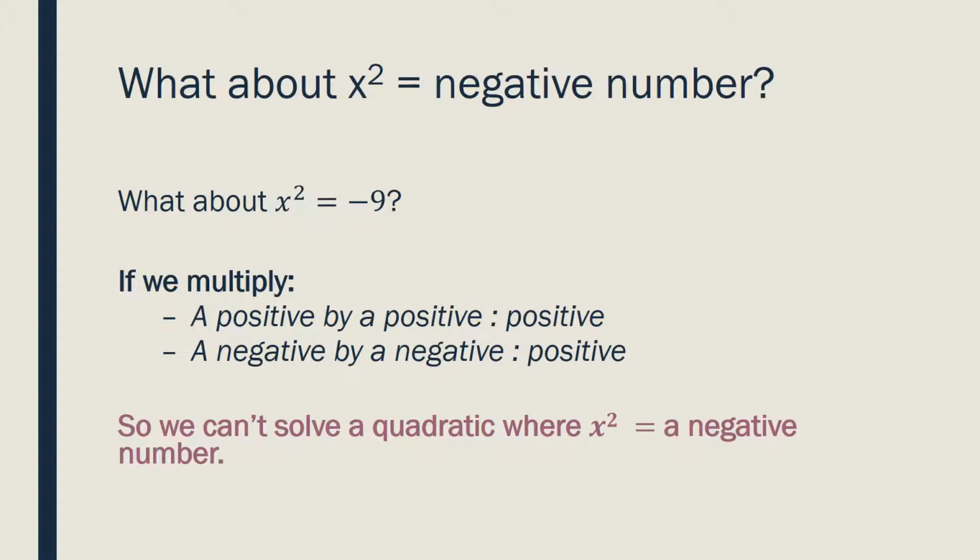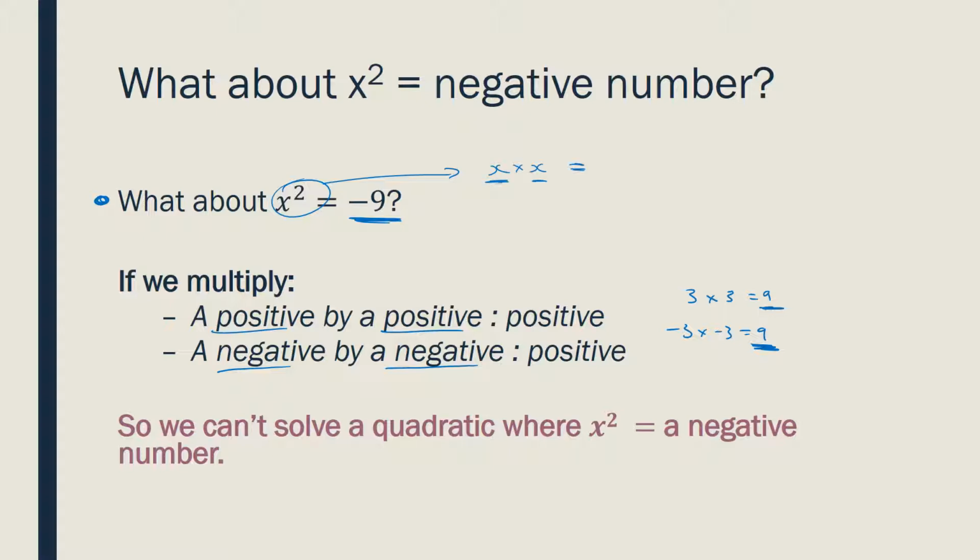However, can we get something where it's a negative number? Now, the reason we've got 3 times 3 equals 9 and minus 3 times minus 3 equals 9 is because if you multiply a positive by a positive, you're going to get a positive. If you multiply a negative by a negative, you're going to get a positive. Here, we're multiplying. This x squared is the same thing as writing x times x. So the two numbers are exactly the same.